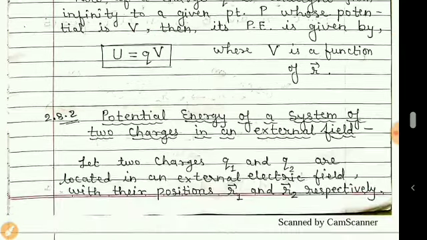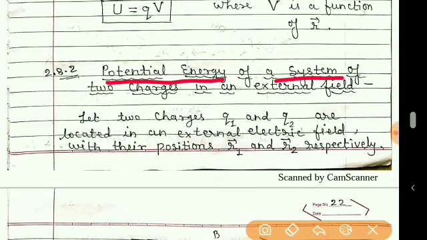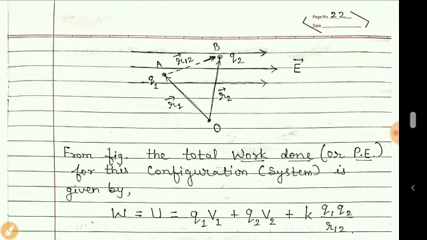Next topic is about the potential energy of a system of two charges in an external field. Means if two charges are kept in an external electric field, then what will be the total potential energy of this configuration? So let us see the figure once again.